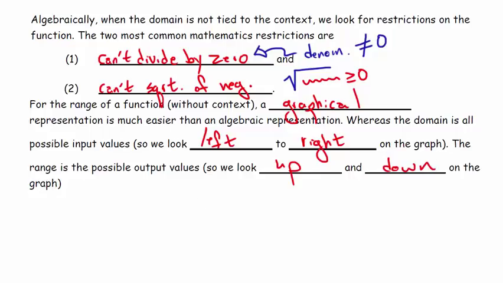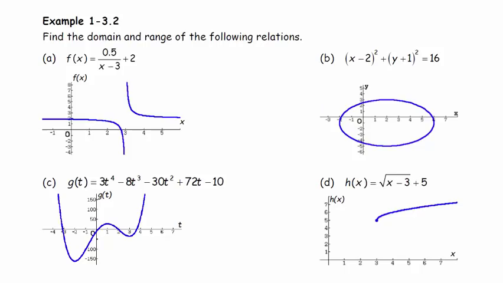All right, so let's look at a couple examples here. Our first example, with no context, we have this function right here. Given those, for our domain, we said the denominator can't be 0. Do you see here, if I were to plug in a 3, 3 minus 3 would give me 0, which is not allowed. From the graph, do you see at 3 we have what you might have called an asymptote? There is no value at 3.